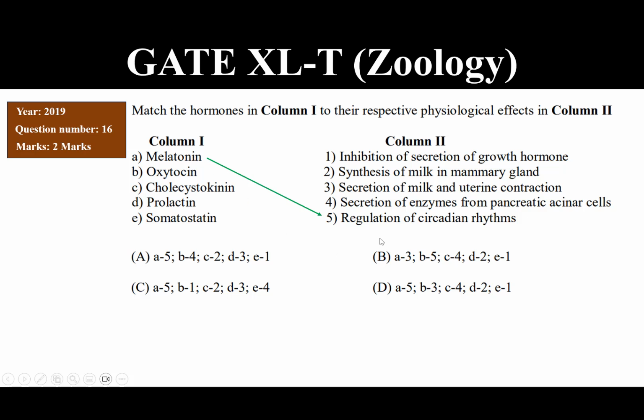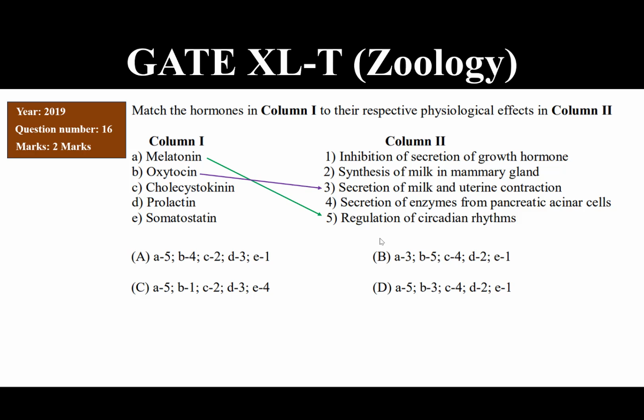Next is oxytocin. So oxytocin and prolactin are both involved in milk production or secretion. So you can look for a word like milk, but you also know that oxytocin is also involved in the uterine contraction, which is a distinct feature from prolactin. So that's why the answer here for oxytocin is secretion of milk and uterine contraction.